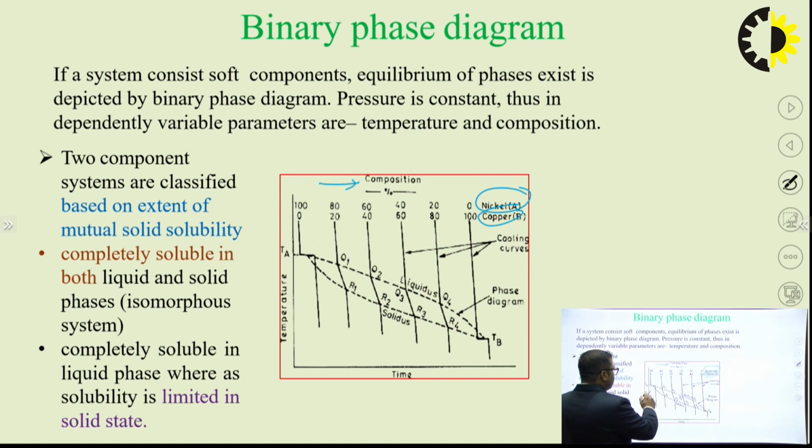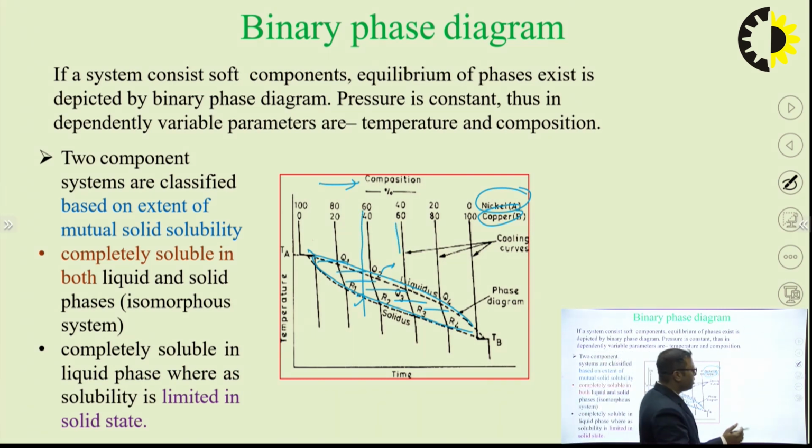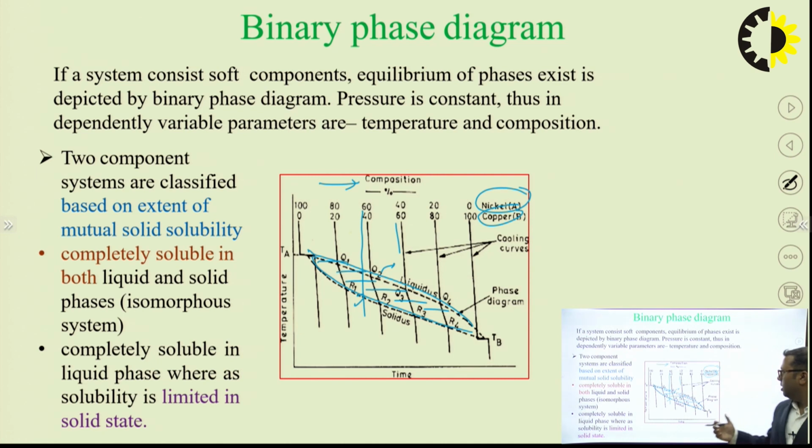So you can see that two curves are generally obtained. This upper curve is known as the liquidus curve, and this lower curve shows the solidus curve, and in between these it shows the mushy zone. Whenever you draw a vertical line, it actually shows the cooling curve for this phase diagram. Two-component systems are classified based upon the extent of mutual solubility, and these are completely soluble in both liquid and solid phase.